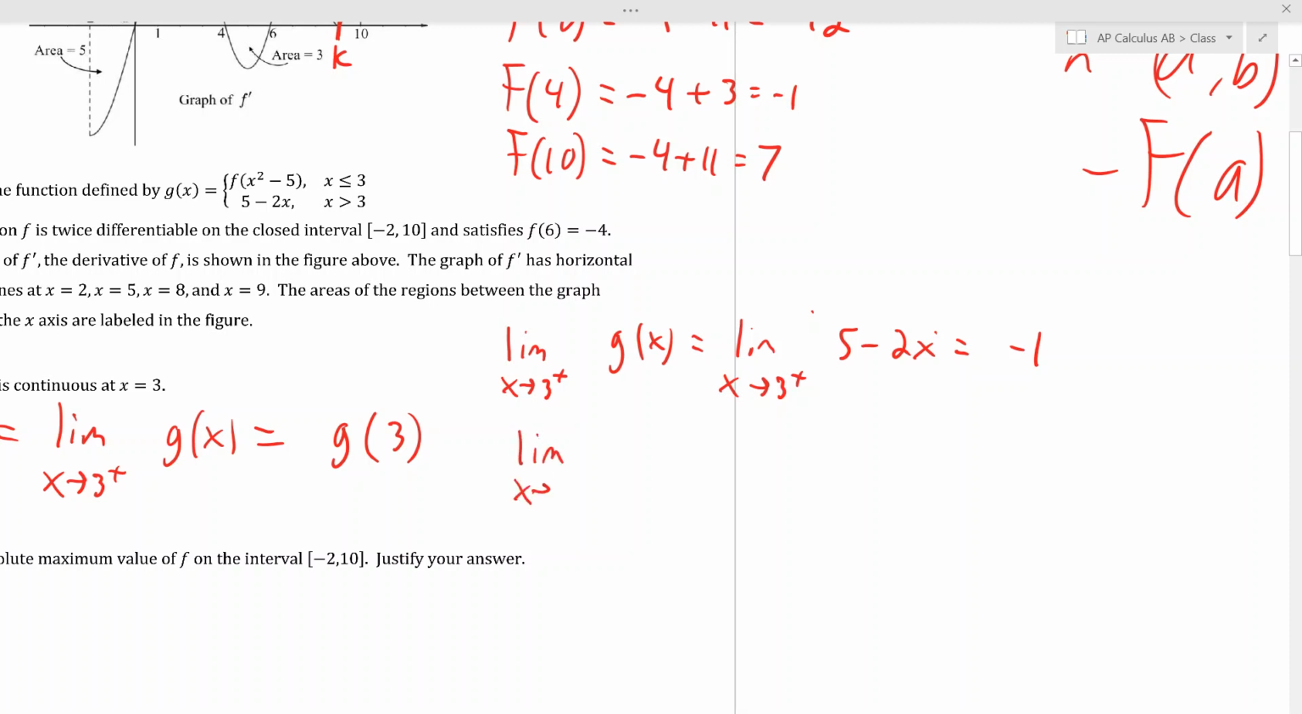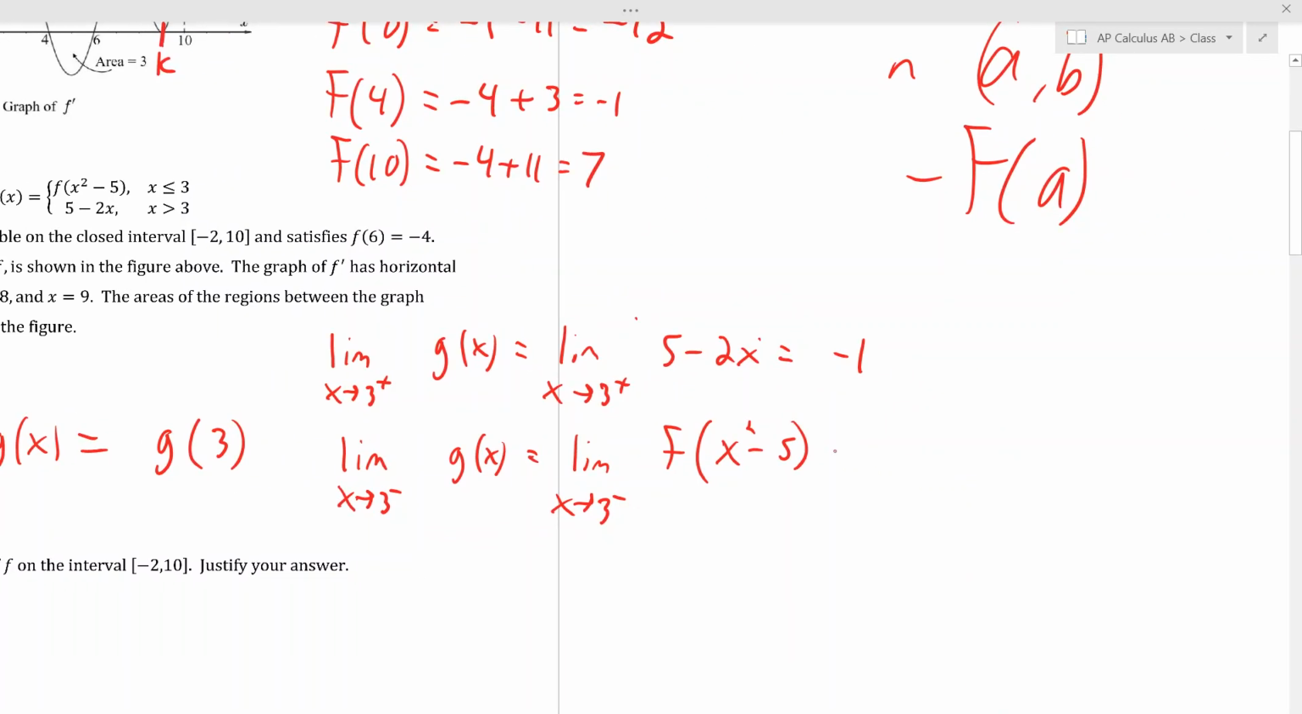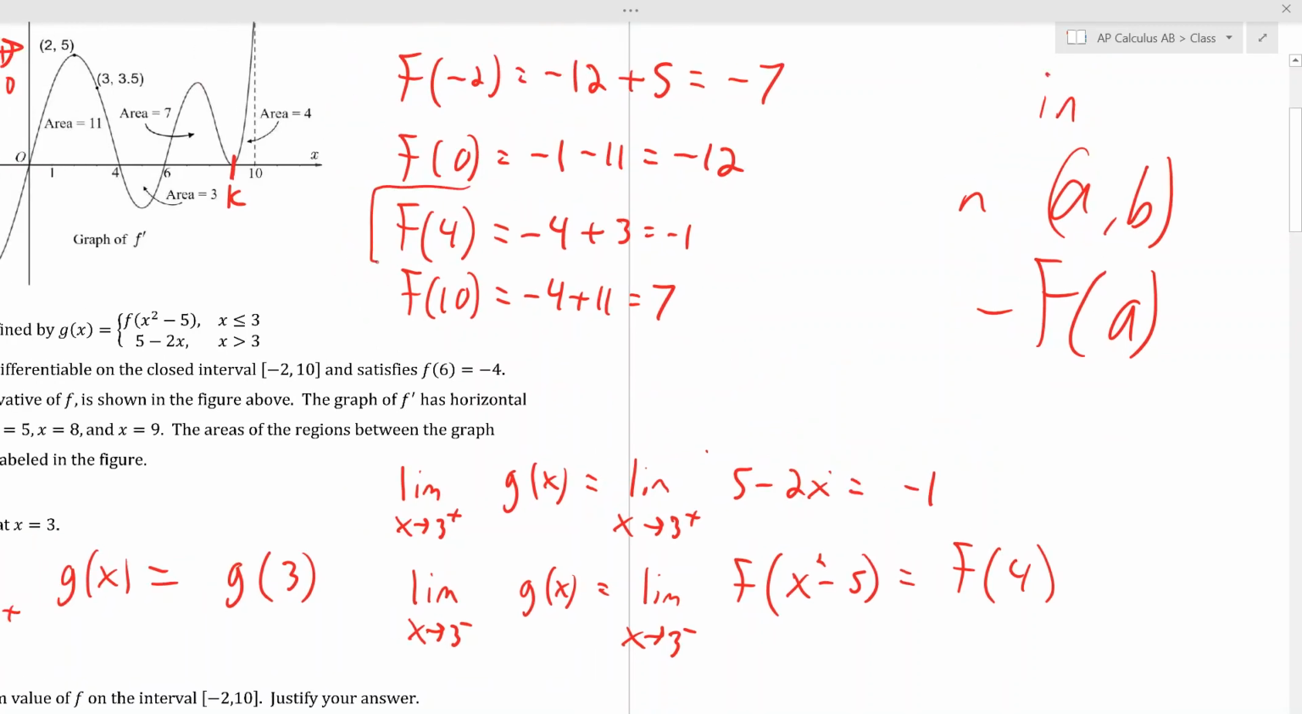The limit as we approach 3 from the left of g of x is exactly the same thing as the limit as we approach 3 from the left. We're on f, but it's f of x squared minus 5, which equals, actually, it just equals f of, if you plug a 3 into there, you get 4, which means we have to find f of 4. But we so smartly already found it. It was this up here. But we're going to have to show that work down here. We got to show why we know f of 4 is -1.